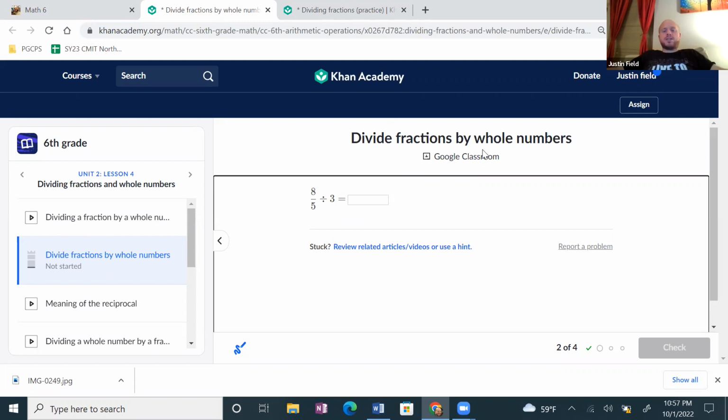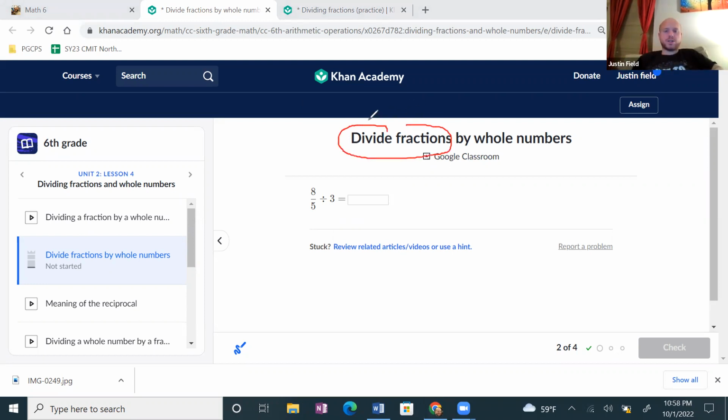All right, divide fractions by whole numbers. So when we divide fractions, you can write that dividing fractions means take the reciprocal. What we actually do is we multiply by the reciprocal of the second number, you know? So in this case, the second number is 3.